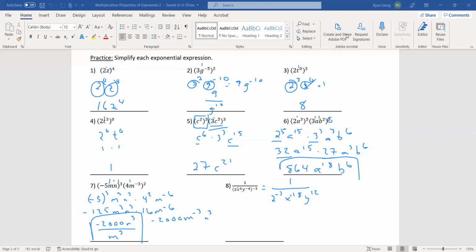Now it's just a matter of moving things around. Okay, so 2 is not happy on the bottom, it goes to the top, 2 to the third. X goes to the top as well, x to the 18th. Y stays on the bottom. 2 to the third is 8, so I'm 8x to the 18th over y to the 12th. So you can see these can get kind of complicated, but if you go slow and go step by step, you shouldn't have too much trouble.